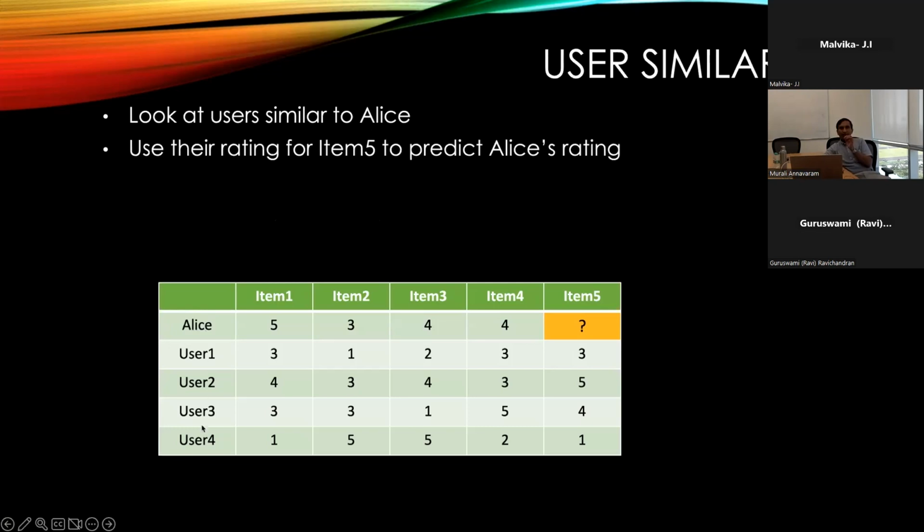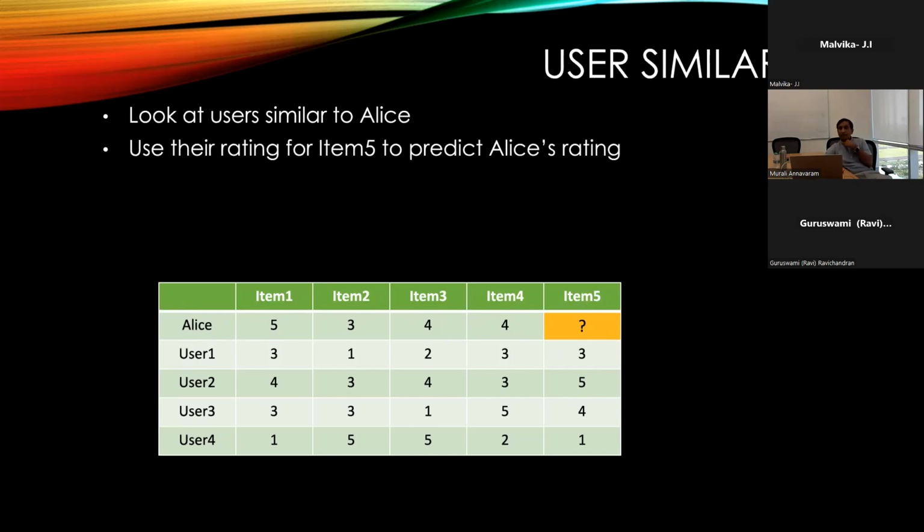Let's take a look at a very simple example I have. Let's say that we have 5 movies, item 1, 2, 3, 4, 5. And Alice has given a rating of 5 to movie 1, a rating of 3 to movie 2, 4 to movie 3, and another 4 to movie 4. Now the system is thinking, this is a movie 5 that I have. I want to know what is Alice's likelihood of watching this movie. That's really the goal: what is the likely score that Alice is going to give to this movie 5?